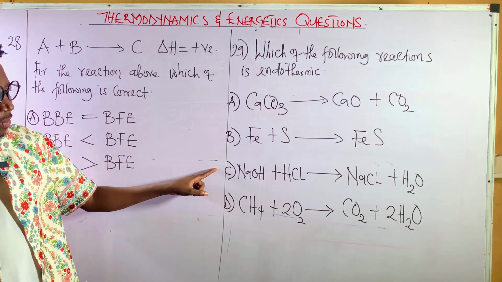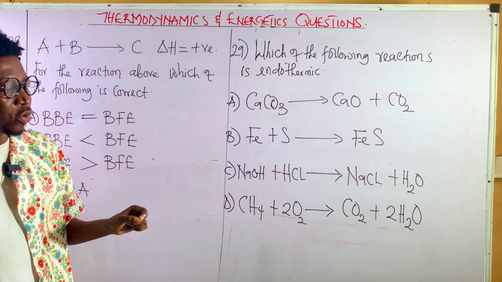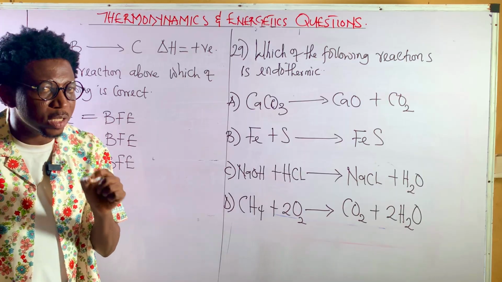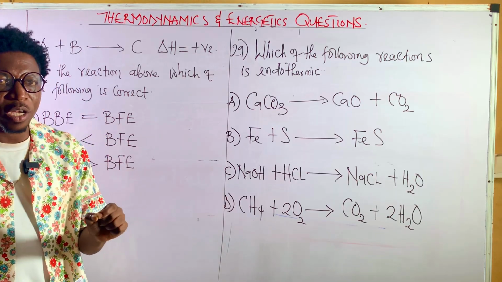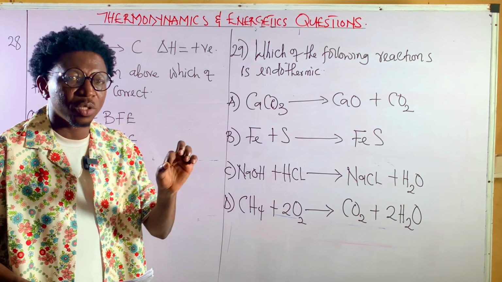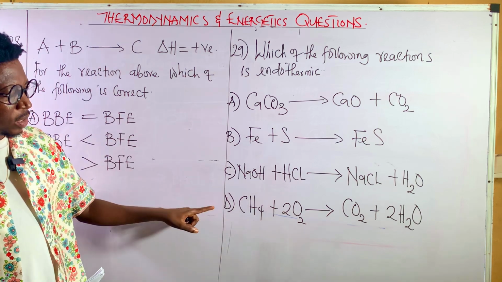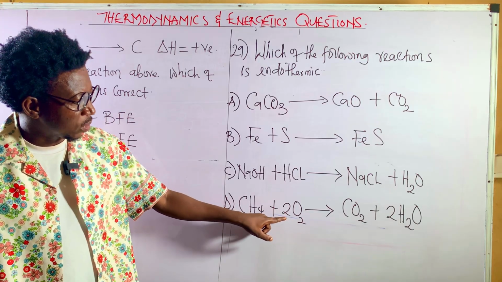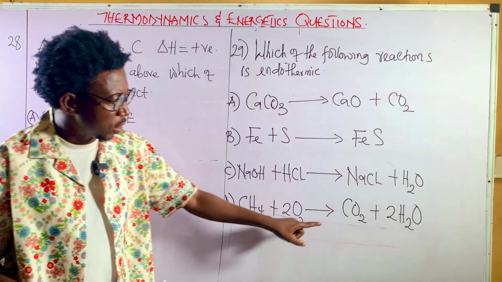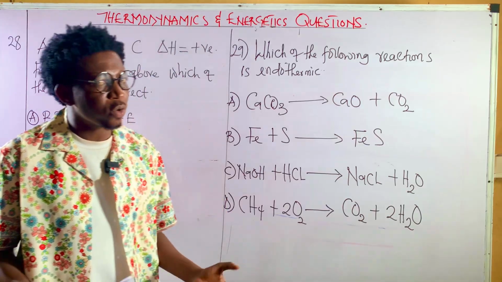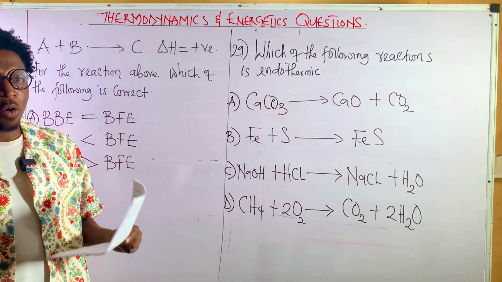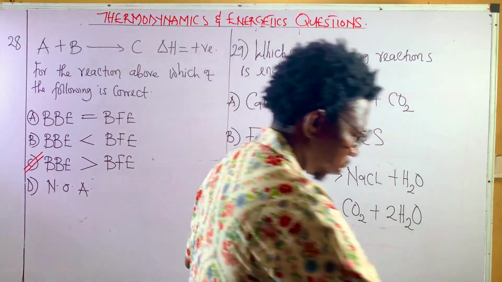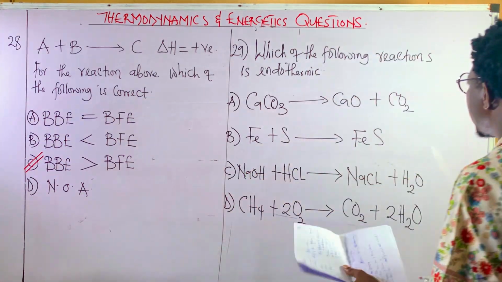Now, the third, option C, is a neutralization reaction. And all neutralization reactions are exothermic. All neutralization reactions are exothermic. Follow me in this series, you will see why. Then option D is a combustion reaction. Methane is being burnt in oxygen to give CO2 and water. You also recall all combustion reactions are exothermic. So the only option that is endothermic here is option A.